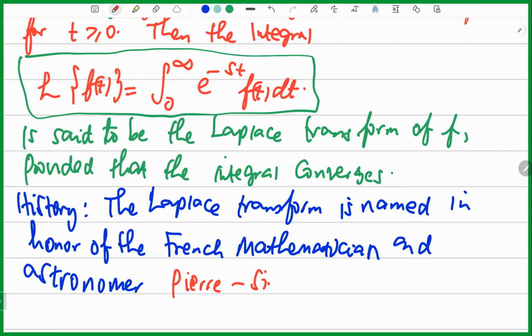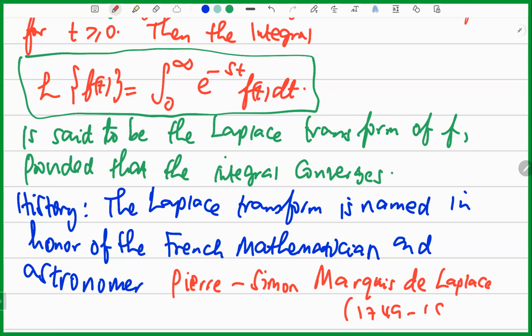Pierre Simon de Laplace, with an S, but it's French. This French mathematician and astronomer lived in the years 1749 to 1827. So he spoke French and he came up with this.